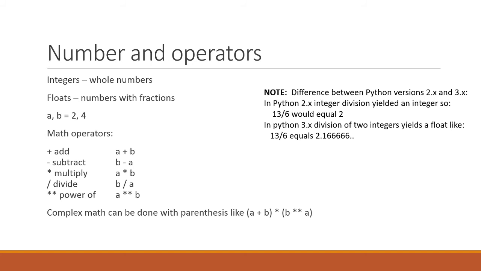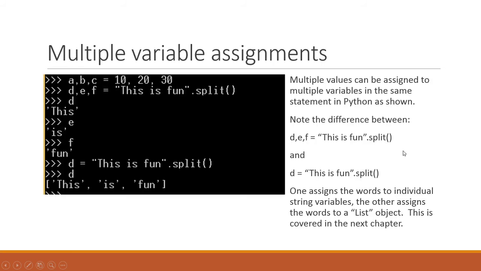Math operators: plus, minus, star is multiply, slash is divide. Two stars is the power, so a to the power of b. Complex math can be done with parentheses, same as any other programming language. Multiple variable assignments, we did it before, but here's again, a, b, c equals 10, 20, 30.